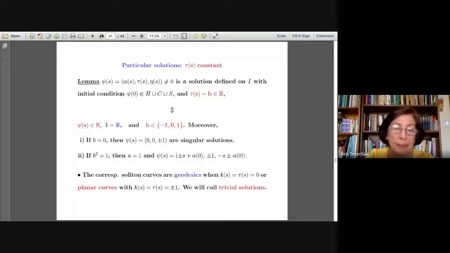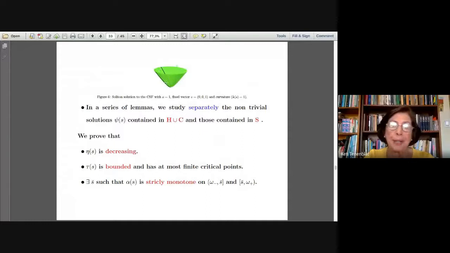Okay, so this is a figure of one of those planar curves, which is contained in a plane here, the intersection of a plane and the hyperboloid. Now, in a series of lemmas, we have to study separately the non-trivial solutions, which are contained in the subset H or C, and those contained in the subset S.